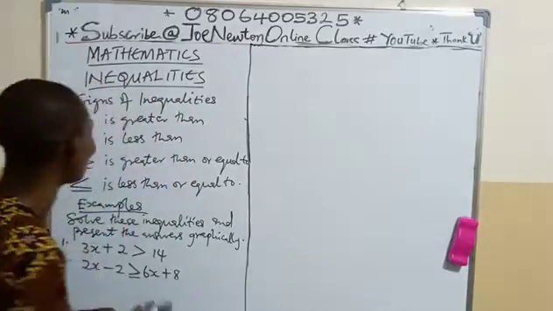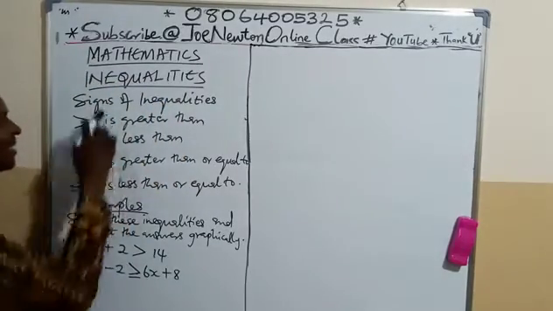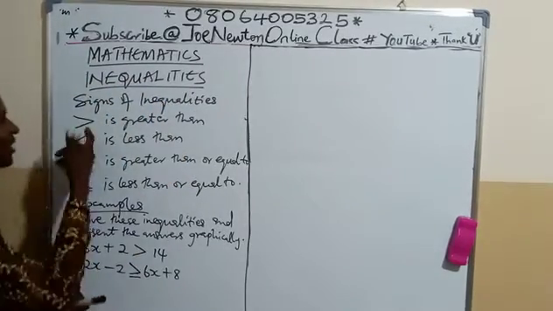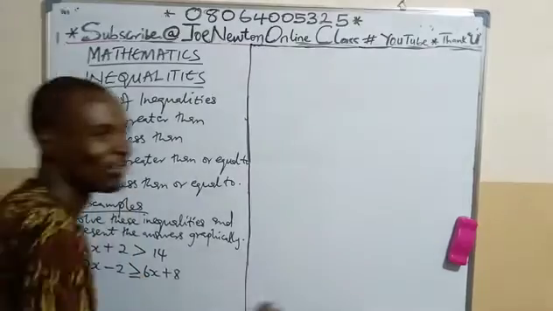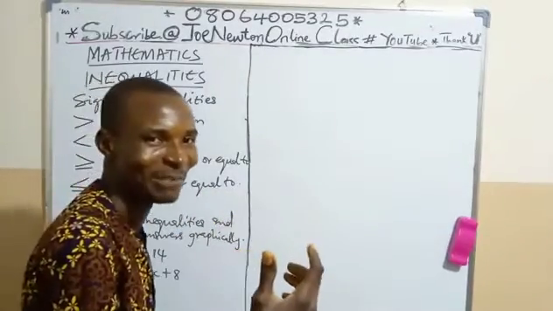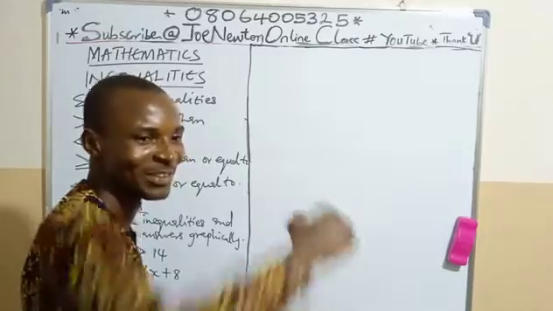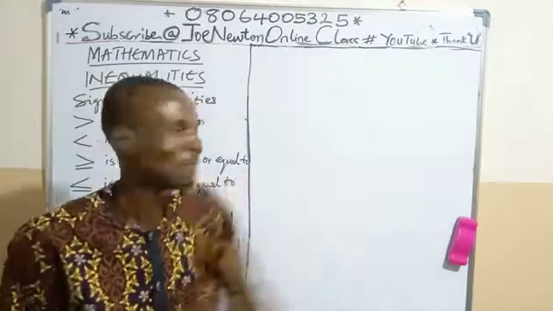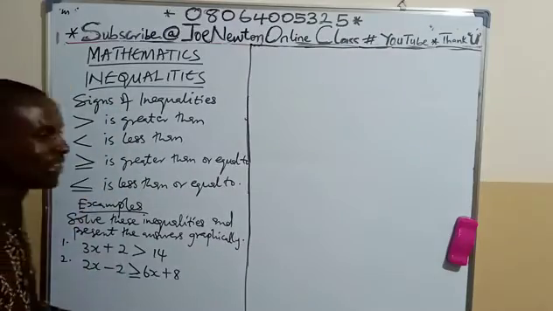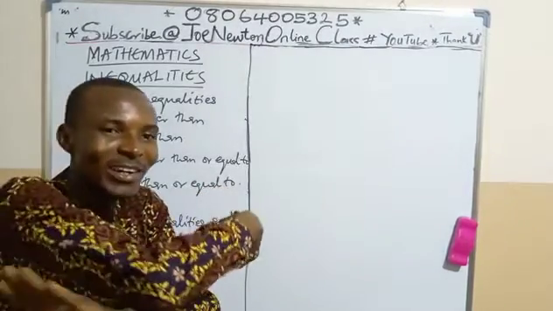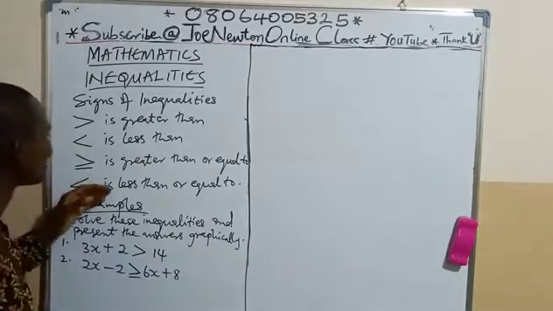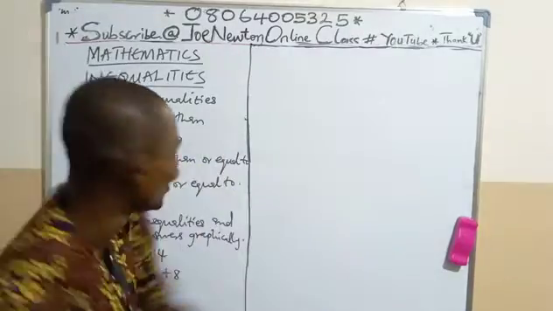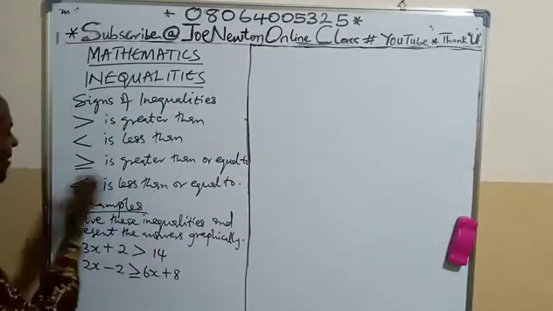Now, look at it. These are the symbols, the signs of inequalities. This sign means greater than, like we explained in primary basic education. Then this one means less than. Now, when you have this, you have greater than or equal to. Then this one, you have less than or equal to. So these are the symbols.